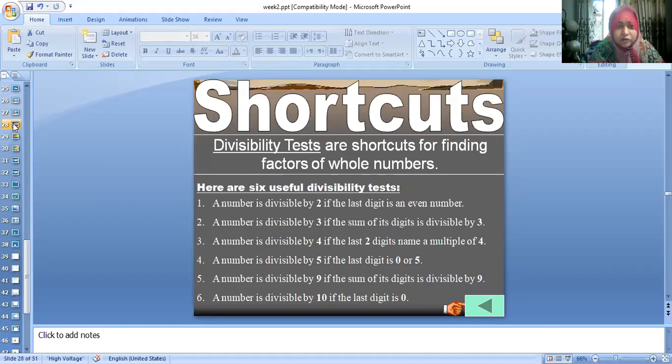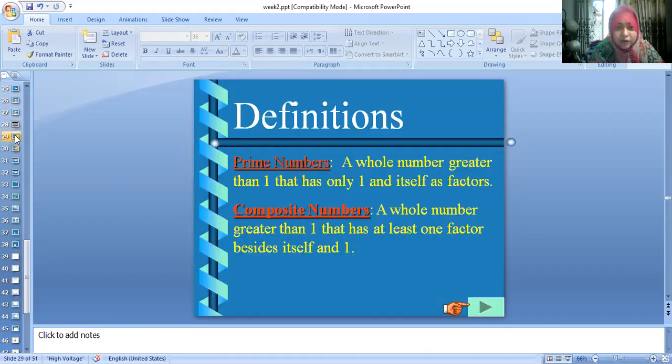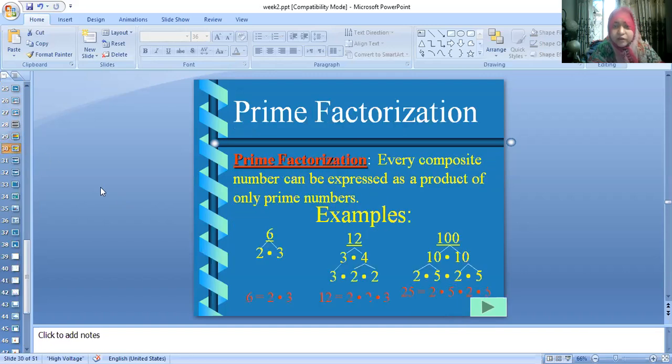Okay, after getting to know these divisibility rules, now we are going to look at the definition of prime number and composite number. Prime number: a whole number greater than 1 that has only 1 and itself as a factor. Composite number: a whole number greater than 1 that has at least one factor besides itself and 1, or you can say more than 2 factors. That definition also is right.